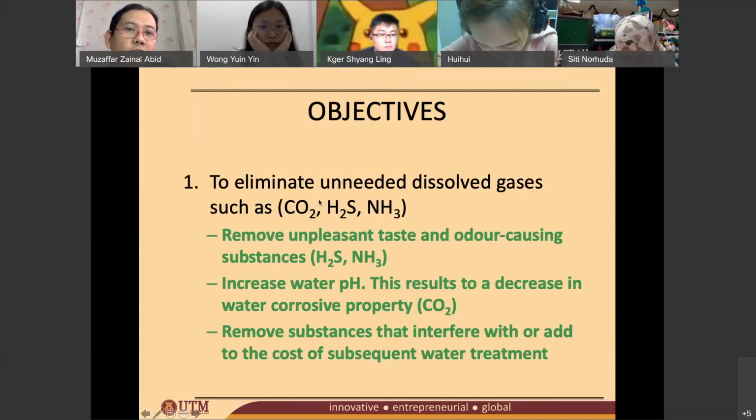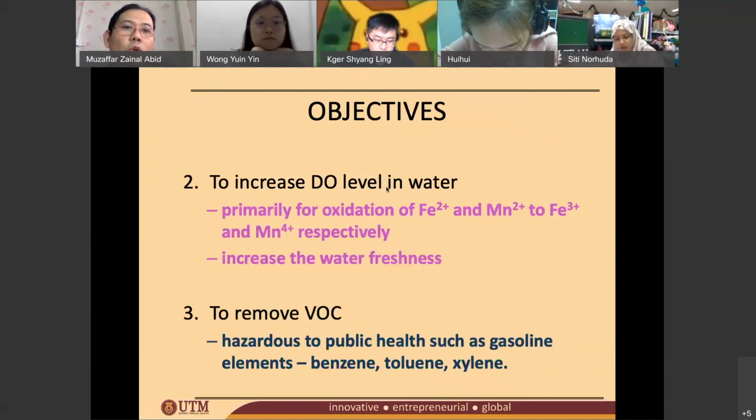Or hydrogen sulfide also you can remove. This one will give bad odor into the water, and also ammonia. So these three gases can easily be removed by adding air into the water. And the second objective is to increase the DO.